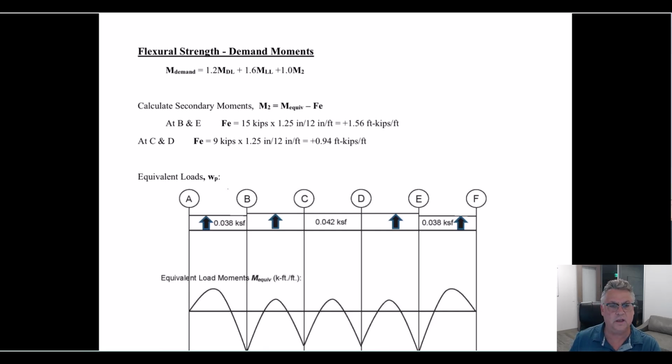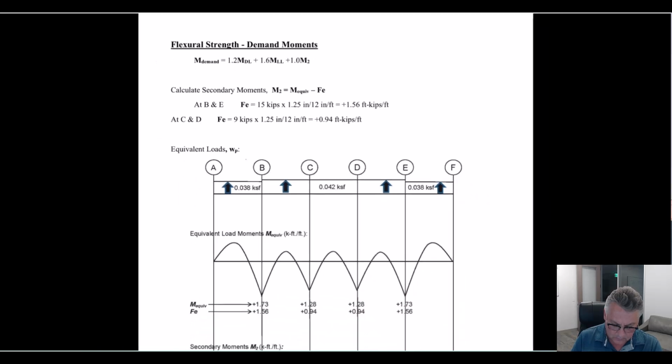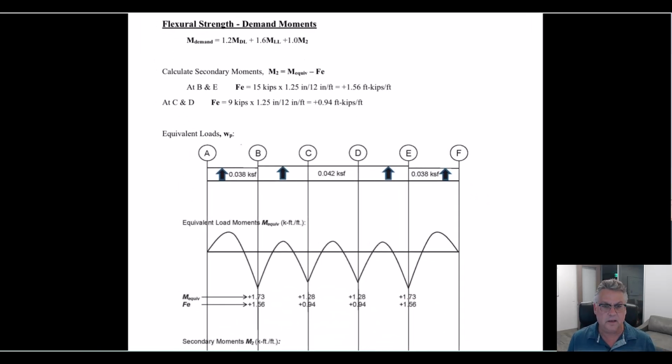We are going to calculate the strength. So again, sounds like a broken record, but just like you did in the beams, we're going to factor the dead load and factor the live load. That is, by definition, Mu. And we need to add 1.0 times the secondary moment. So just like you did in the beam design, at this point we need to calculate what the secondary moments actually are.